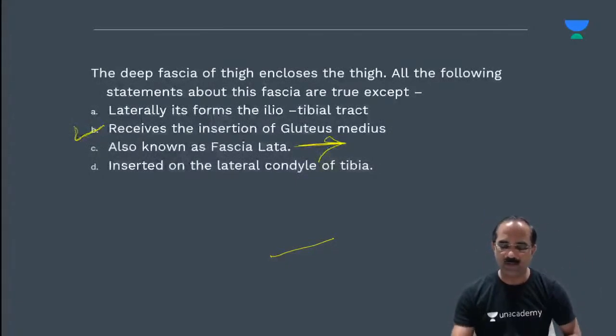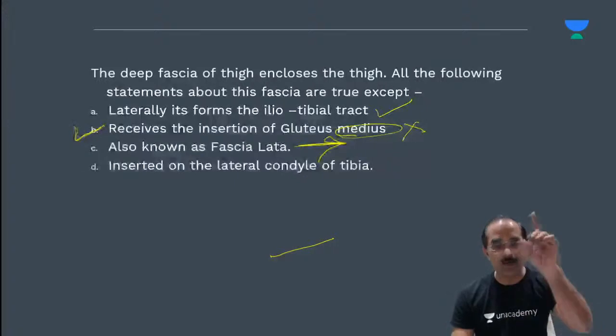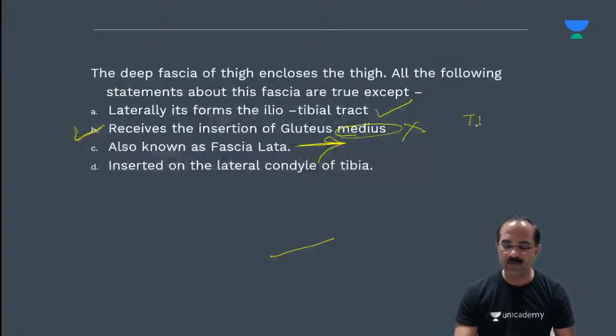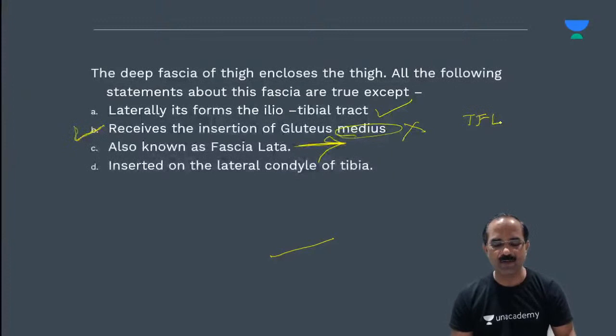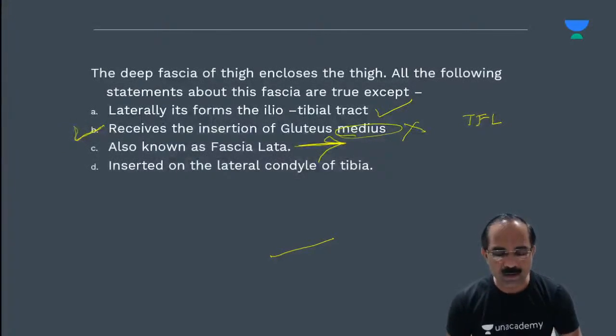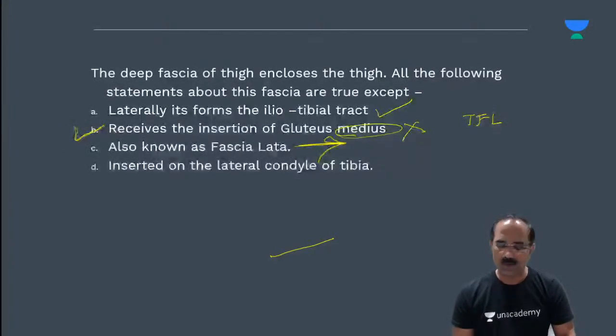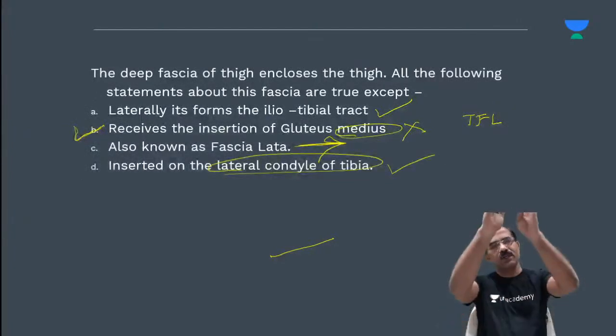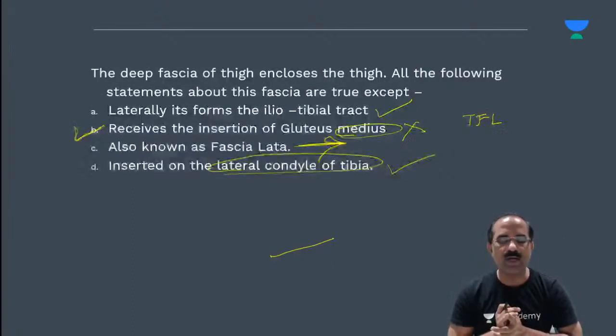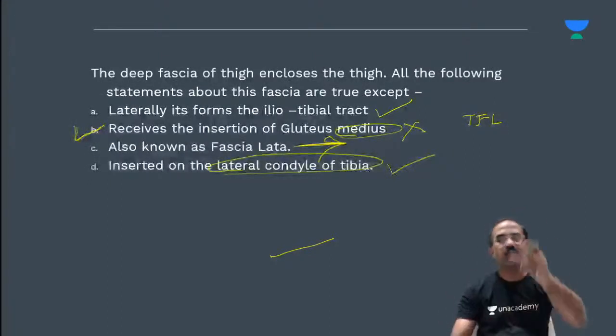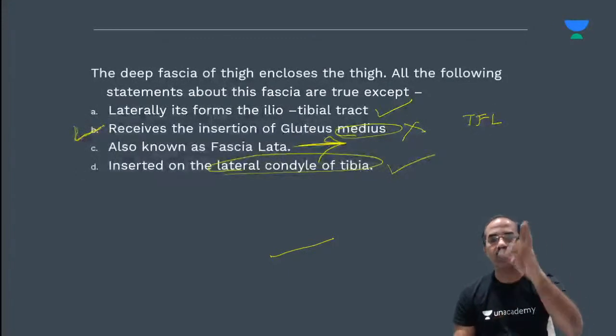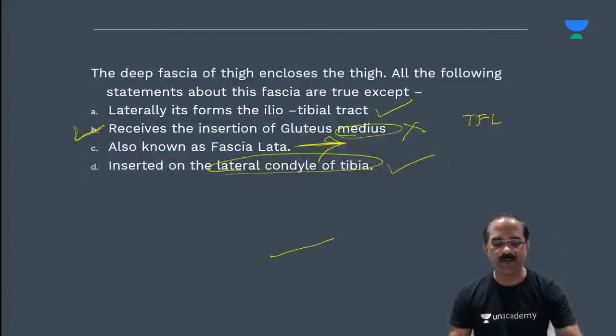Perfect. So laterally it forms the iliotibial tract. Correct. Receives the insertion of gluteus medius is wrong; it receives the insertion of gluteus maximus and the tensor fascia lata. Fine. Inserted on the lateral condyle of tibia, that's also correct. This iliotibial tract is present on the lateral aspect of the thigh, goes down and gets inserted on the lateral condyle of tibia. Is this clear to all of you?